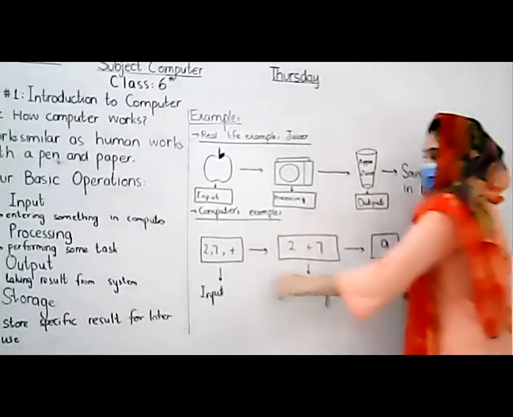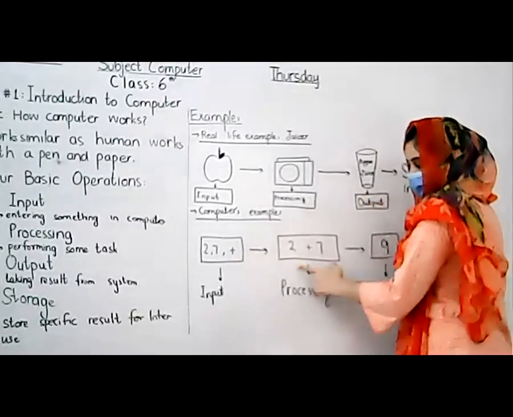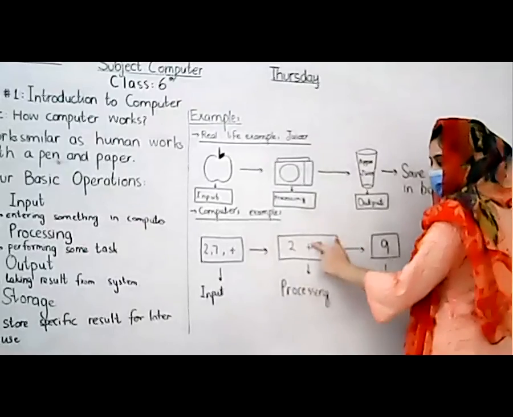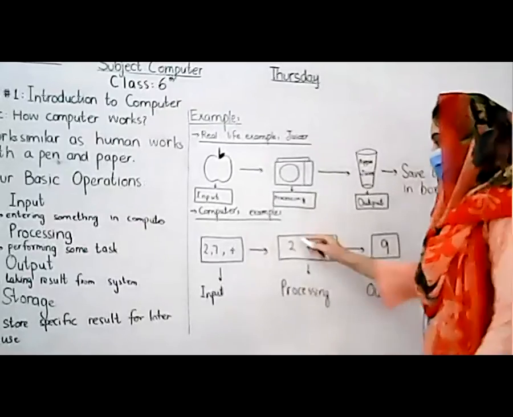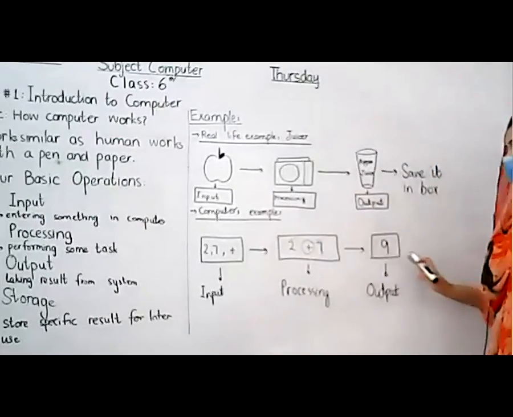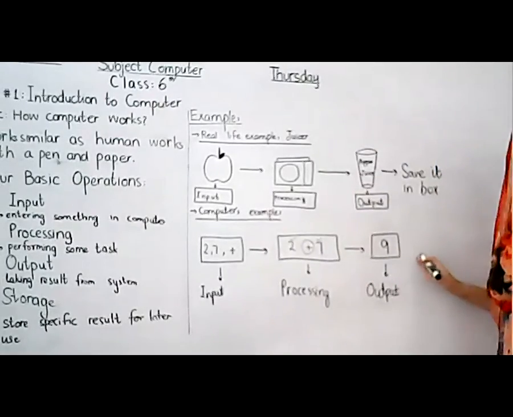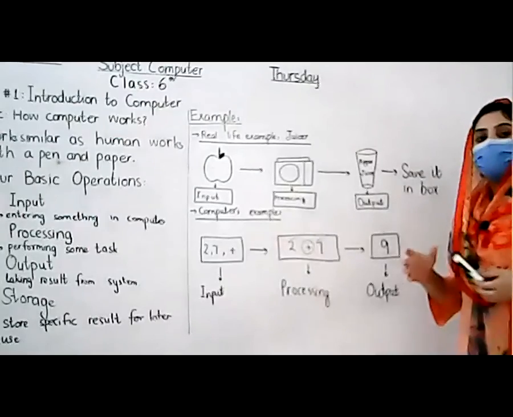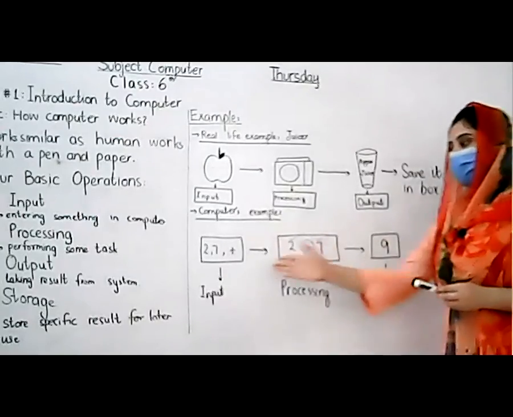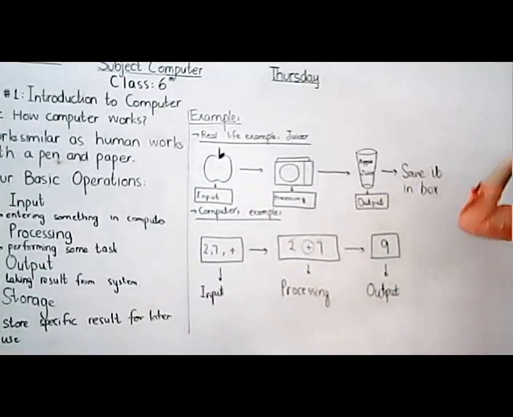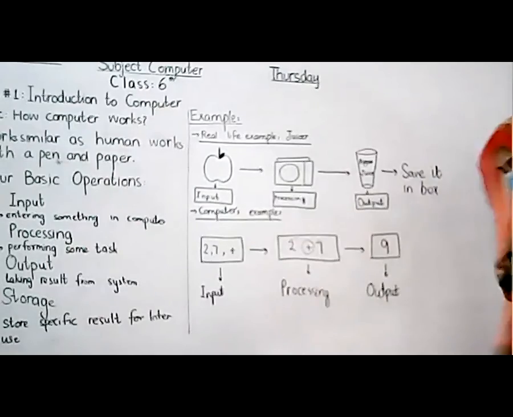So the data will be entered into the computer system and the computer system processes that data, and the processing will be addition. This is called the input and this is the processing. When we get the result after the processing, this will be the output, and in this way the 9 will be stored in the computer memory for later use. So every time we have to add 2 and 7, we will always get the answer 9. So it will save the time and effort of the human being.